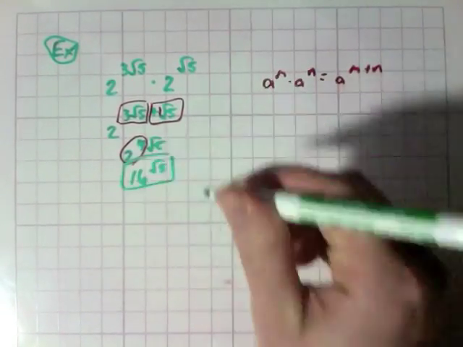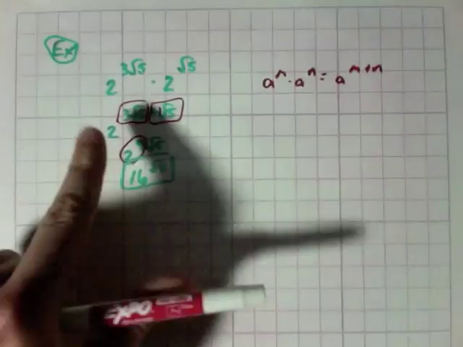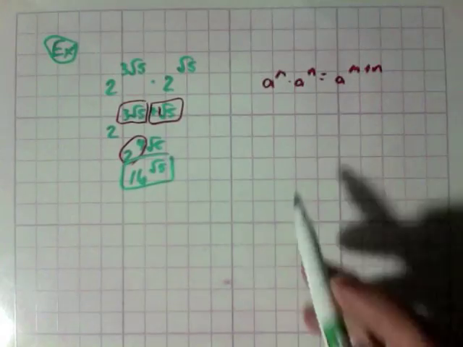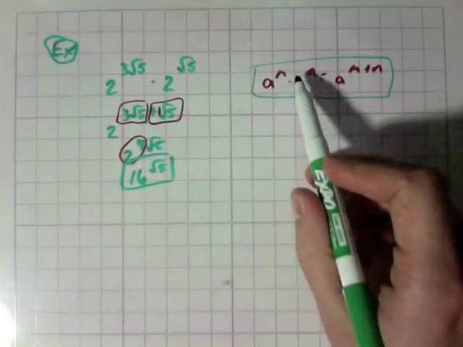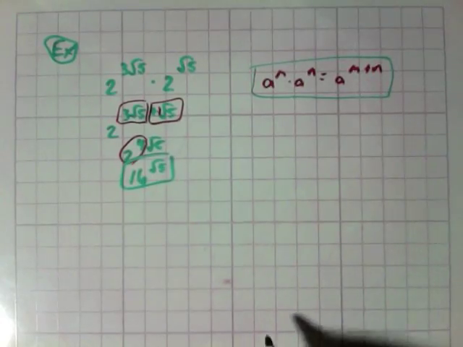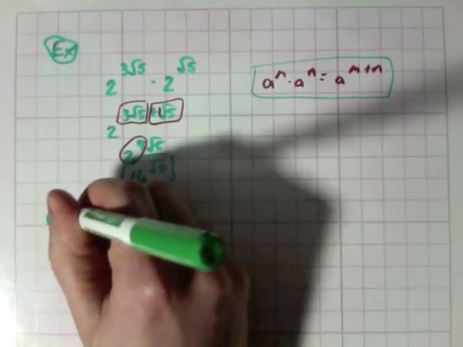So 16 to the square root of 5 is a simplified version of that product, and the property of exponents that we used was the product of powers. We also can use other properties.